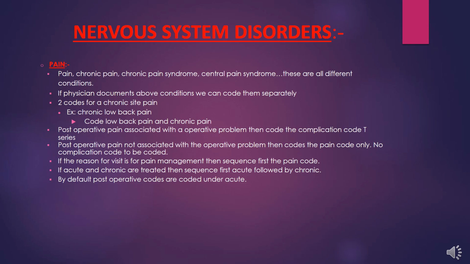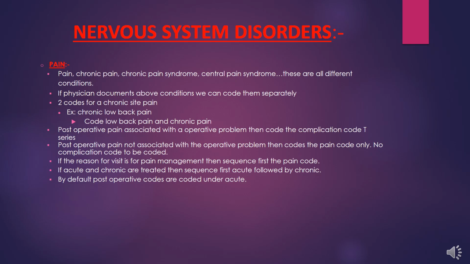Two codes for a chronic site pain, for example chronic low back pain: code low back pain and chronic pain. Post-operative pain associated with the operative problem: code the complication code, T series. Post-operative pain not associated with the operative problem: code the pain code only. No complication code is to be coded.